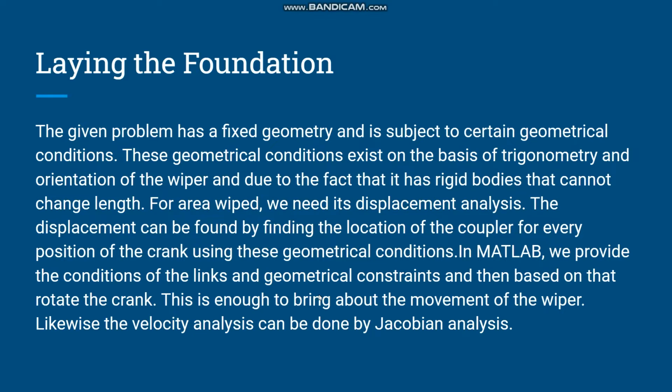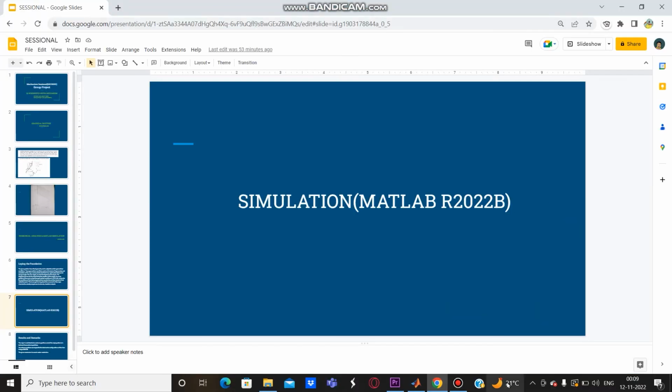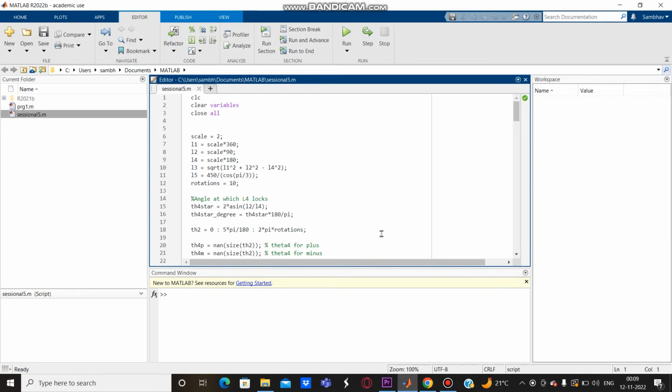And how do we move the crank? We set it to rotate about a fixed point and then plot the coordinates of the crank as well as the other links that depend on its position, since the entire thing behaves as a single mechanism. This is enough to bring about the movement of the wiper and the final wiping action. Likewise, the velocity analysis can be done by Jacobian analysis, but that is not the focus of this problem statement. Now let us take a look at the simulation. Before that, let's have a brief look at the code.